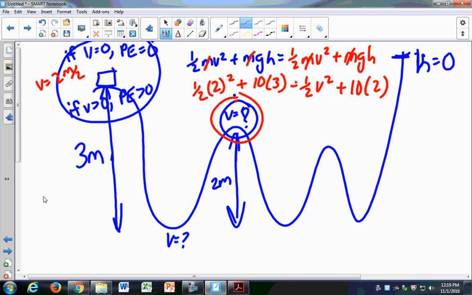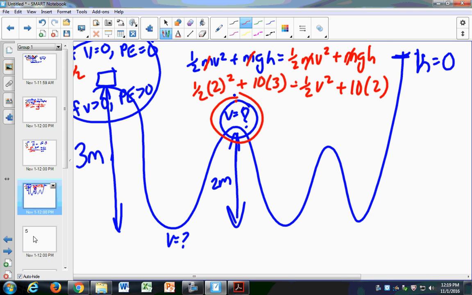And then you ask yourself, well, where does it have more kinetic energy? The high hill or the short hill? It's the short hill, right? Because it has a lot of potential here, less potential there, so it has more kinetic. Remember, the sum of those is always going to add up. So if one goes up, the other goes down. You'll have a couple problems dealing with that type of issue.